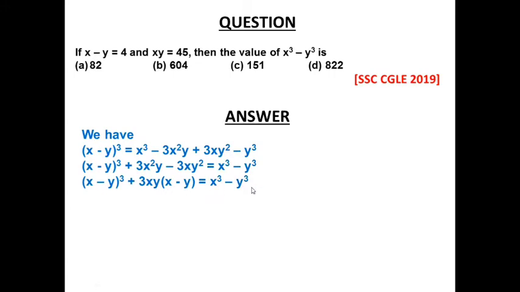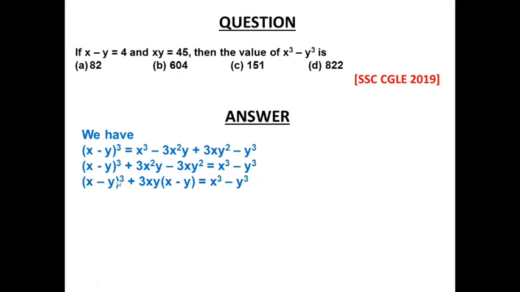This is equal to x cube minus y cube. But actually what we need to find out in this question is x cube minus y cube. So x cube minus y cube is obtained when you put the value of x minus y here and x minus y here and xy here. So when we put the values, (x minus y) is 4, given in the question, and xy equal to 45, that is also given.